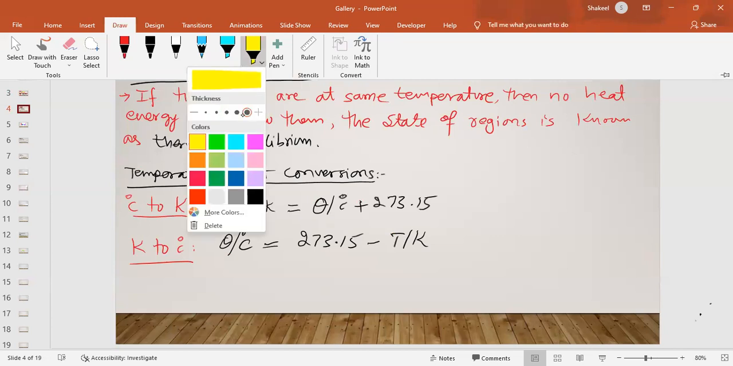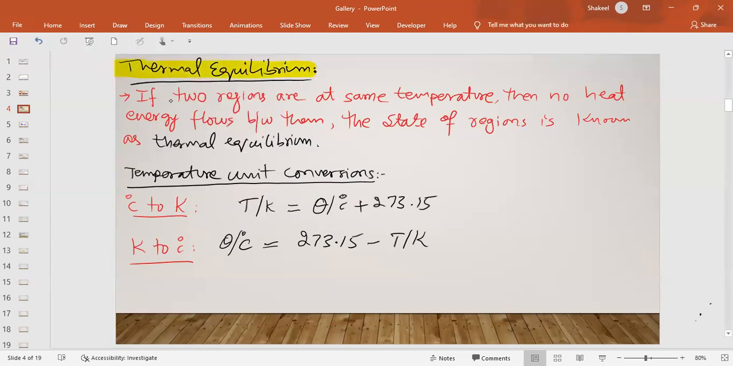If we talk about thermal equilibrium, there are two regions between which the temperature was different and heat energy was flowing. If both the regions get the same temperature, then no heat flows between them. This state of the regions is known as thermal equilibrium.